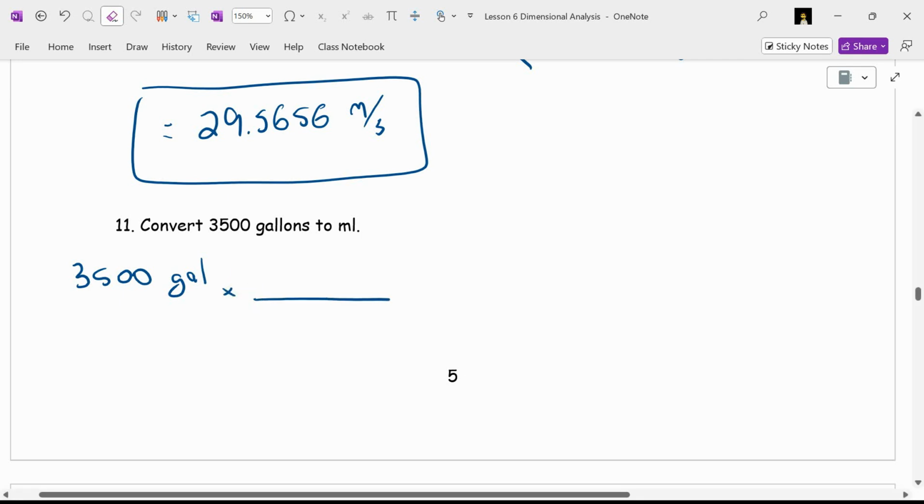Times. Go look at that chart. Let's plan our attack. What can I change gallons into? I haven't memorized any of these. Quarts? Good. What can I change quarts into? Okay. What can I change pints into? Is that going to help us get to liters or milliliters? I don't know. I think we ended up in the weeds.